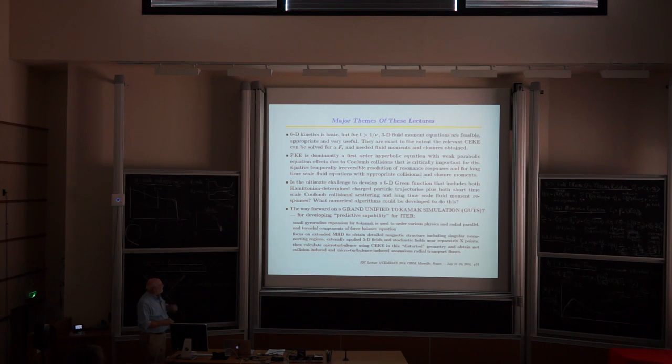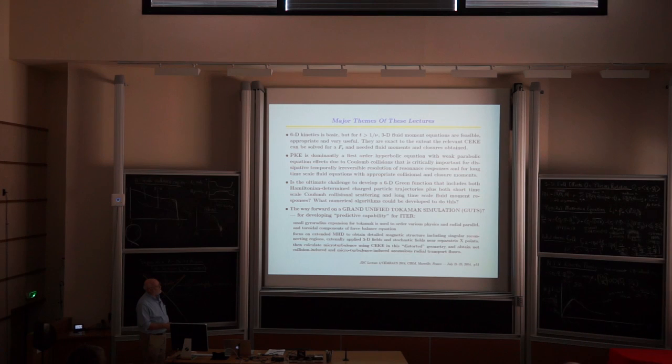My suggestion for, as I call it, a grand unified, very modestly, of course, tokamak simulation for developing a predictive capability for ITER would be a small gyro radius expansion for the tokamak. That allows us to do a lot of things beyond Brzezinski. Then we treat the various physics involved in the radial, parallel, and toroidal components of the force balance equation. And I would focus on extended MHD to obtain the detailed magnetic structure, including singular reconnecting regions, externally applied 3D fields, stochastic fields near the X points, and so forth.